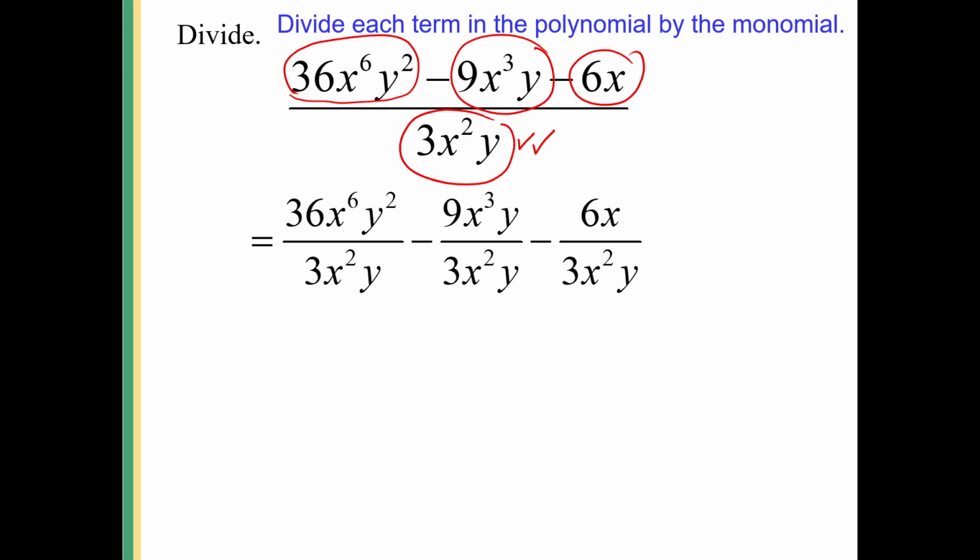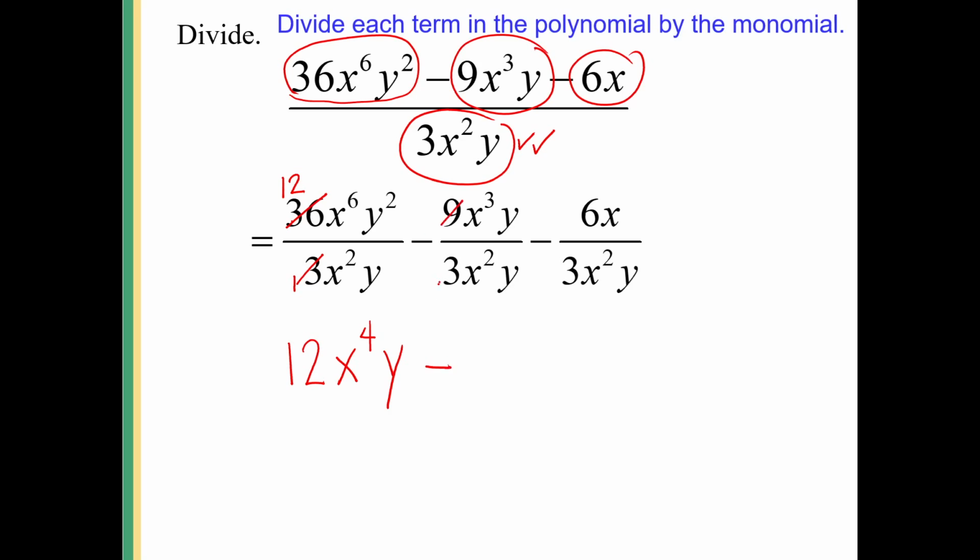Let's apply the laws of exponents. Now, 36 and 3 can cancel, right? What will happen to 36? It becomes 12. Now, where do we write x? On top. What is the exponent of x? 4. Where do we write y? On top also. What is the exponent of y? 1, since it is 1y. Okay. Bring down the negative sign.